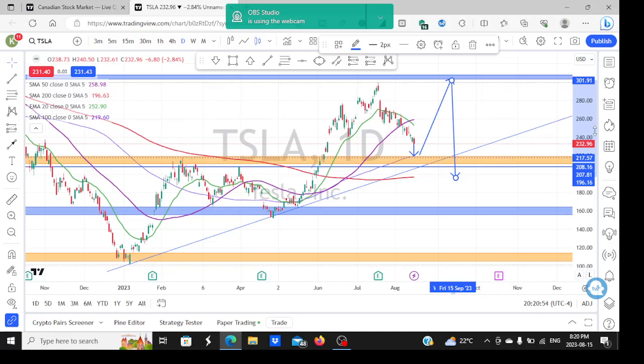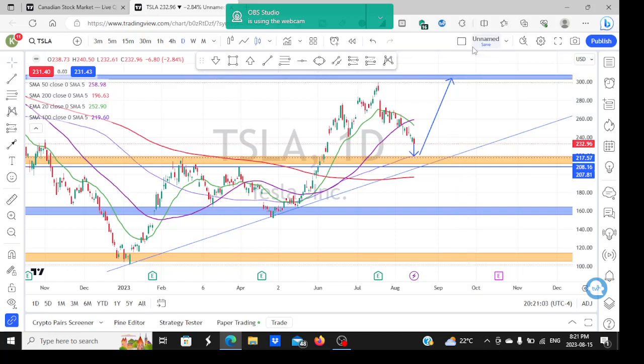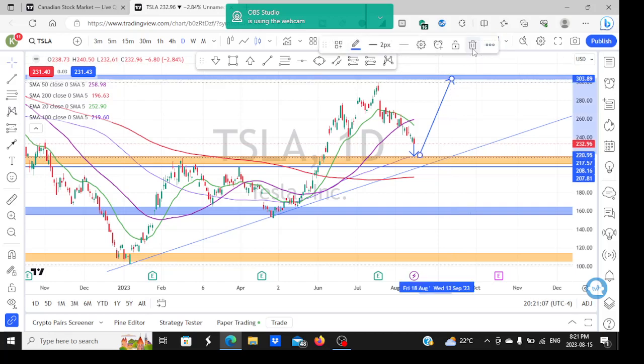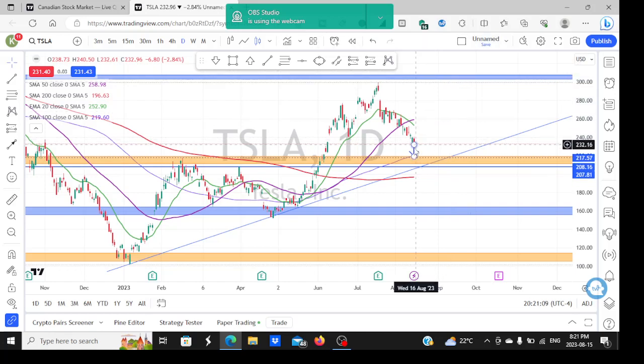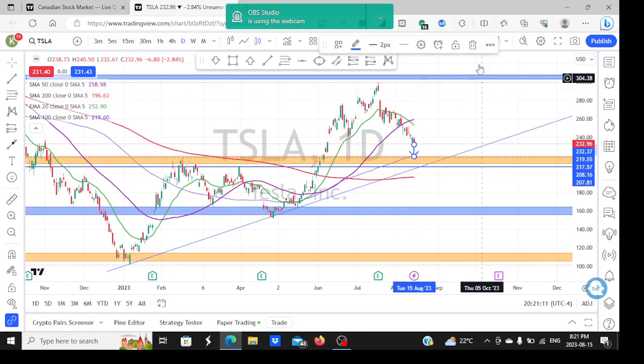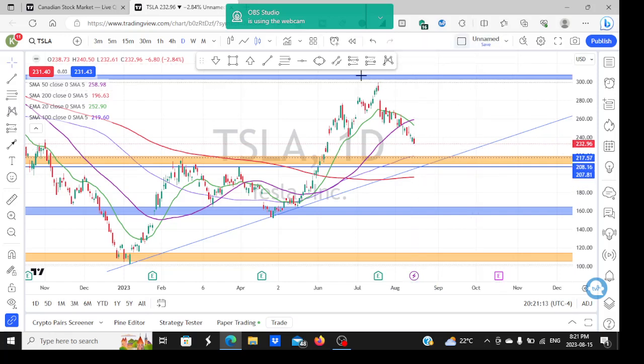So let's see. Today was a great day for selling Tesla and I jumped out of my trade way too early. Way too early. So I missed out on getting a good trade. But this is what I was looking at this morning.